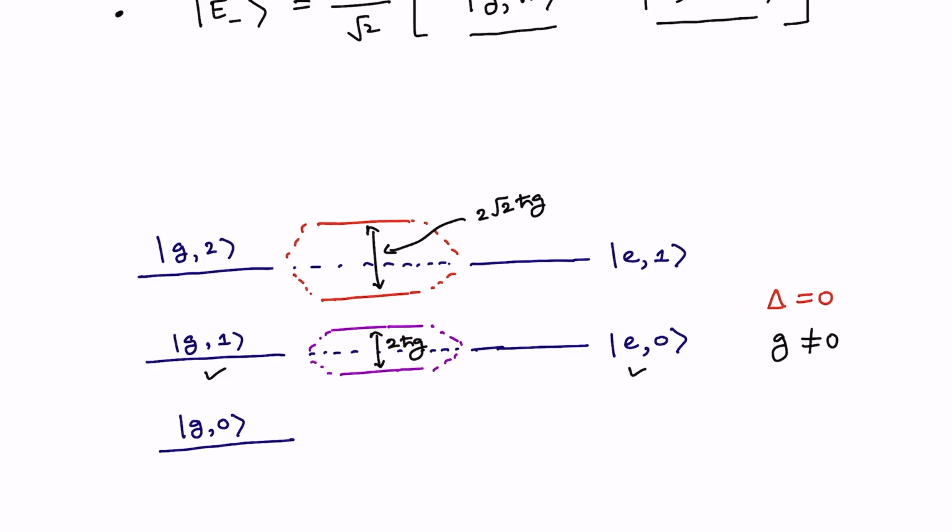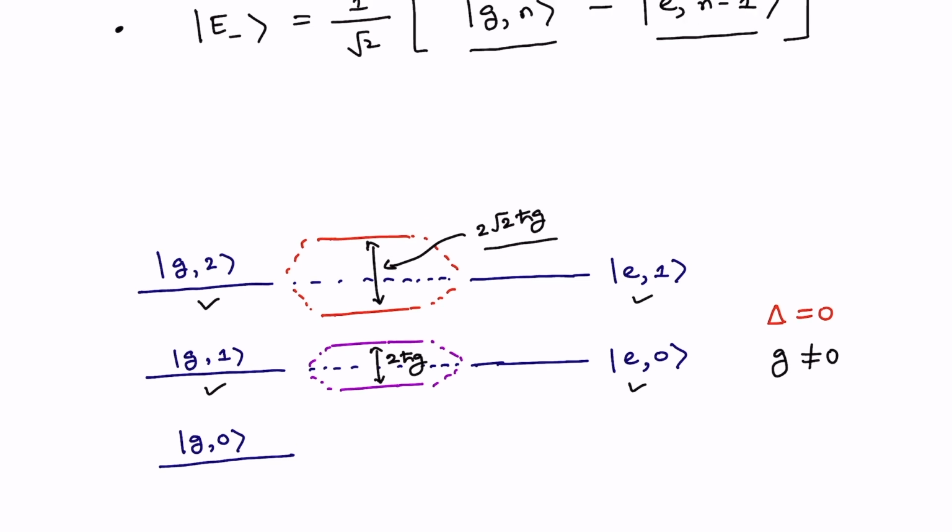Similar is the case with the energy levels |G,2> and |E,1>, which are degenerate when the coupling is 0, that means g is equal to 0, and because of the presence of the coupling, now they are becoming non-degenerate. The energy difference between them is 2√2 ħg.